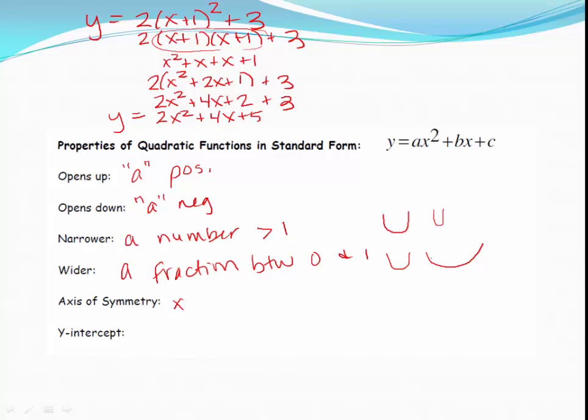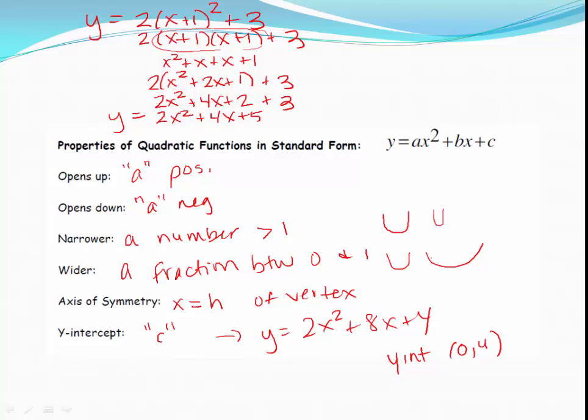Our axis of symmetry is going to be x equals the h value of the vertex. Now that didn't change. That's the exact same thing as what we had in our previous example. And then our y-intercept is always the c value at the end. Now this only works if it's in standard form. So you see a plus 4 at the end, that means our y-intercept is going to be 0, 4. And the reasoning there is that, remember, y-intercepts are when x is always 0. So if I were to plug a 0 into here, those would just all be 0, and you would get 4 anyways.